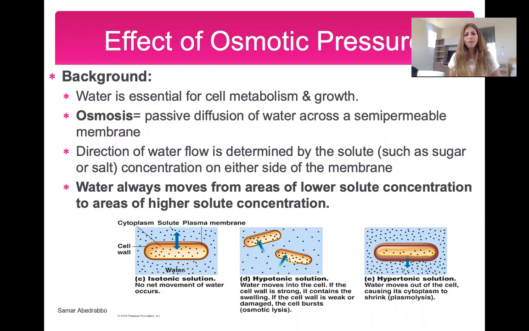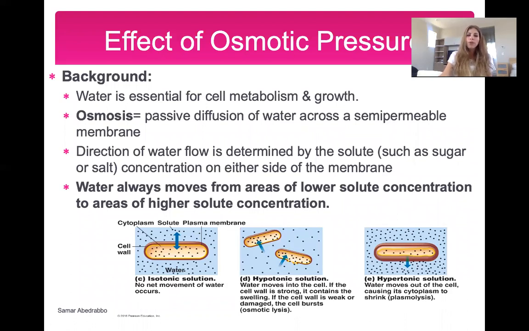A lot of students confuse this and think that water is just going into cells, but just like water is going into cells, it's also leaving cells at different rates. That's the definition of osmosis. Again, it's just the passive diffusion of water across cells. The direction of the water, whether it's going more into the cell or more outside of the cell, is determined by the amount of salt or solutes. Solutes can be sugars or different salts.